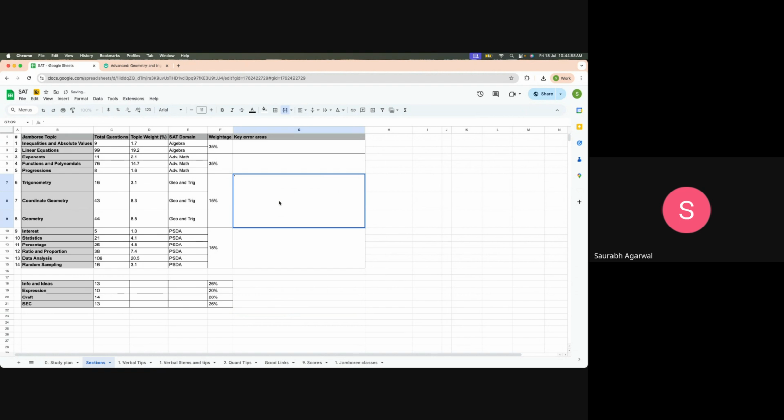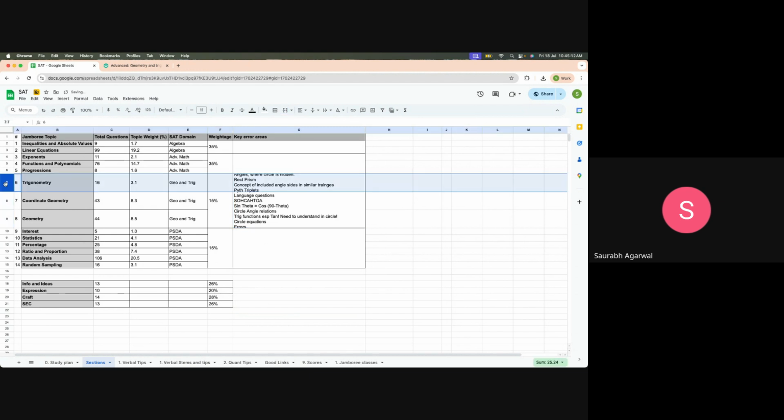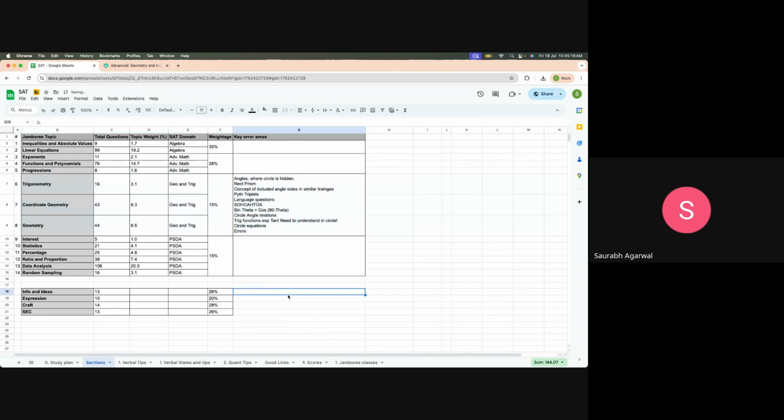I've added the errors here. Okay. So let's look at it one by one. Okay. This is entirely based on the mistakes that you have made in the past. Okay. So let's look at first, and we will go by this format.